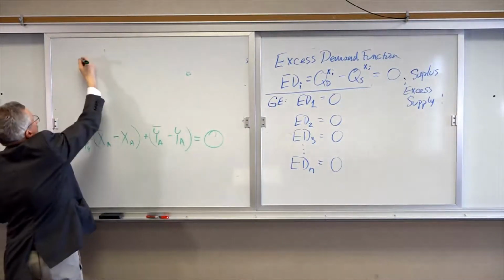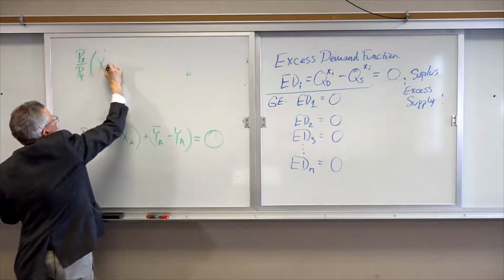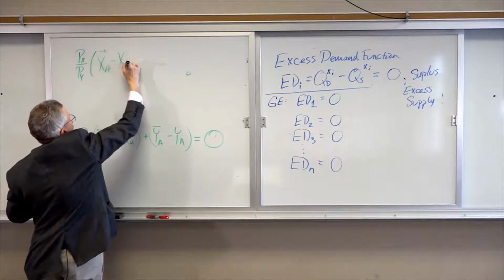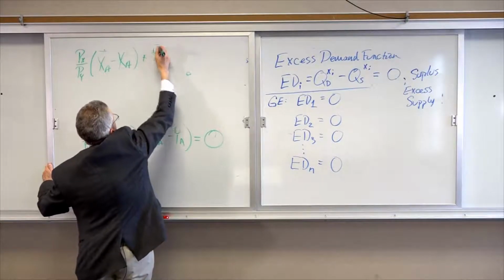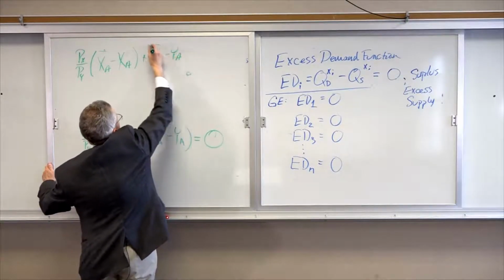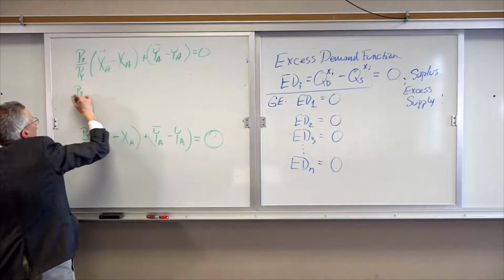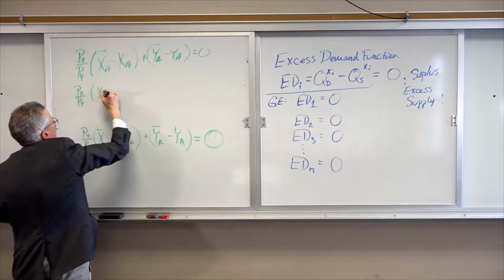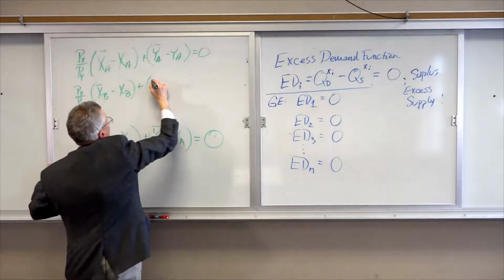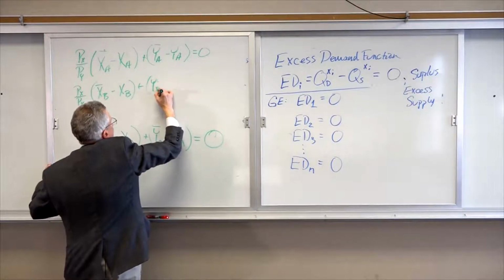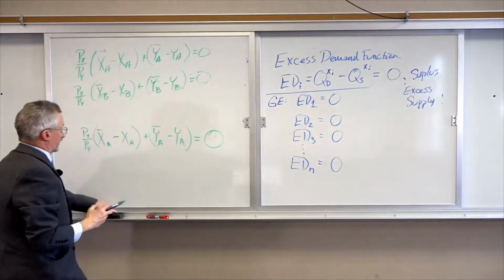I hate to say it, but this is such an algebraic exercise, so I'm sure it's thrilling to watch me write this stuff down. But let's go ahead and rewrite it. We've got y bar A minus yA equals zero. And we also know that PX over PY times (X bar B minus XB) plus the y term, those things also are equal to zero.